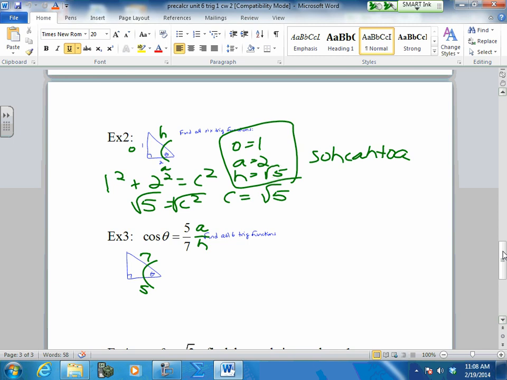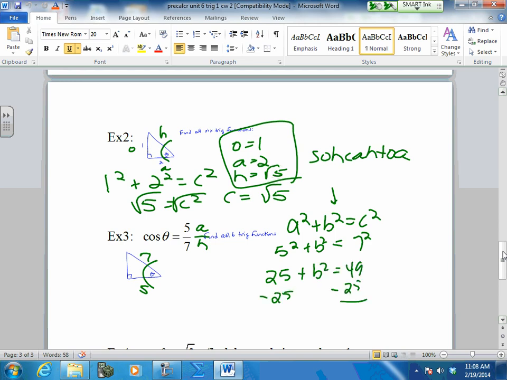Pythagorean. Now be careful. This time, guys, which piece am I finding? Let's find B. So C is 7 squared. A is 5 squared. Does it matter if it's A or B? No, that's commutative. It doesn't matter. But what matters is you get them in the right spot. So I come here. I subtract 25 from 49, and I get B squared is equal to 24.